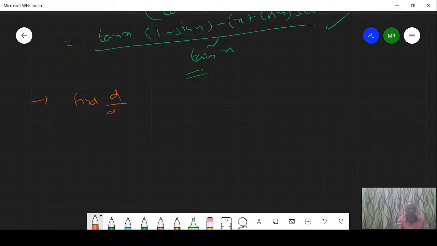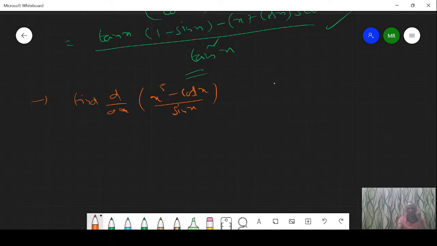I find d by dx of x power 5 minus cos x by sin x. After completing this, I will do the miscellaneous exercise. This is x power 5 minus cos x by sin x, right? So this is a problem here. You observe here, in this problem, we should use the quotient rule.